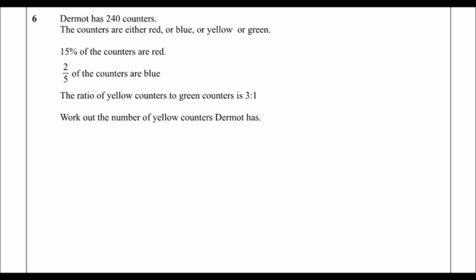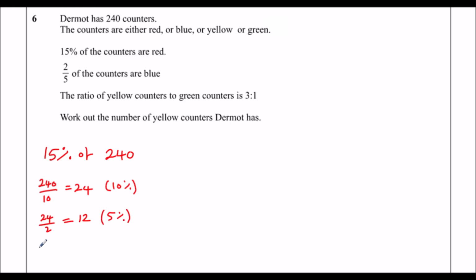Question 6. Dermot has 240 counters. The counters are either red or blue or yellow or green. 15% of the counters are red. So let's figure that out first. So 15% of 240 are red. To find 10%, I can divide by 10. So 240 over 10 is 24. That's 10%. Half of 10% is 5%. So 12 is 5%. So 15% must be 24 and 12, which is 36.